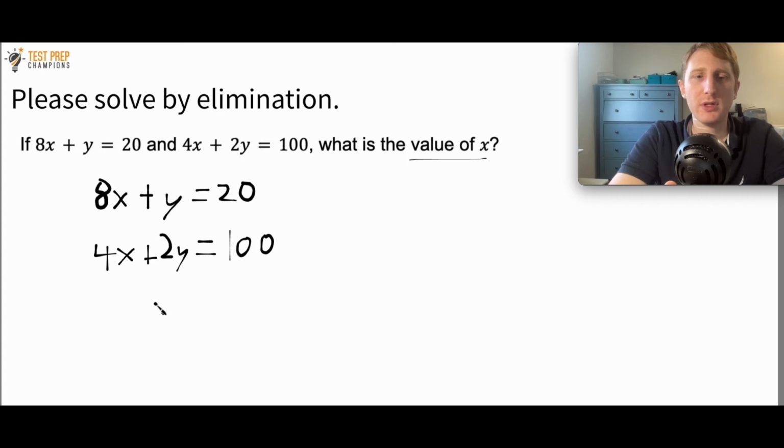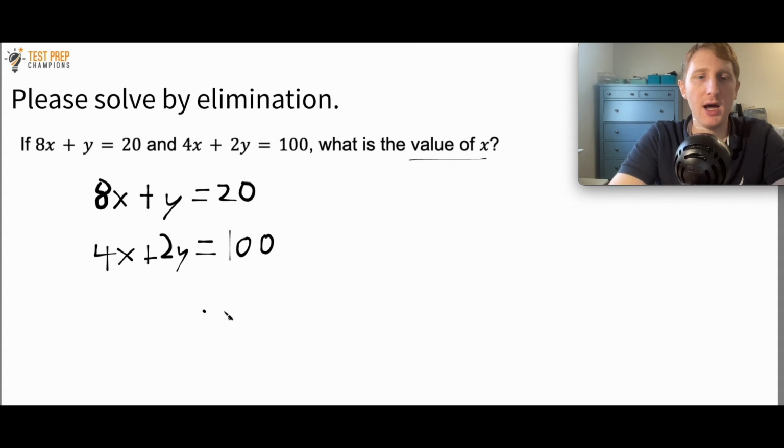Now, you could certainly do it the other way. You could certainly set it up so that the x's cancel out and you could solve for y. And then once you know what y is, you could plug that back into one of the equations to get x. You can do it that way and you'll get the same answer. But I think the fastest way to solve this here is to start by making a change so that the y's will cancel out.